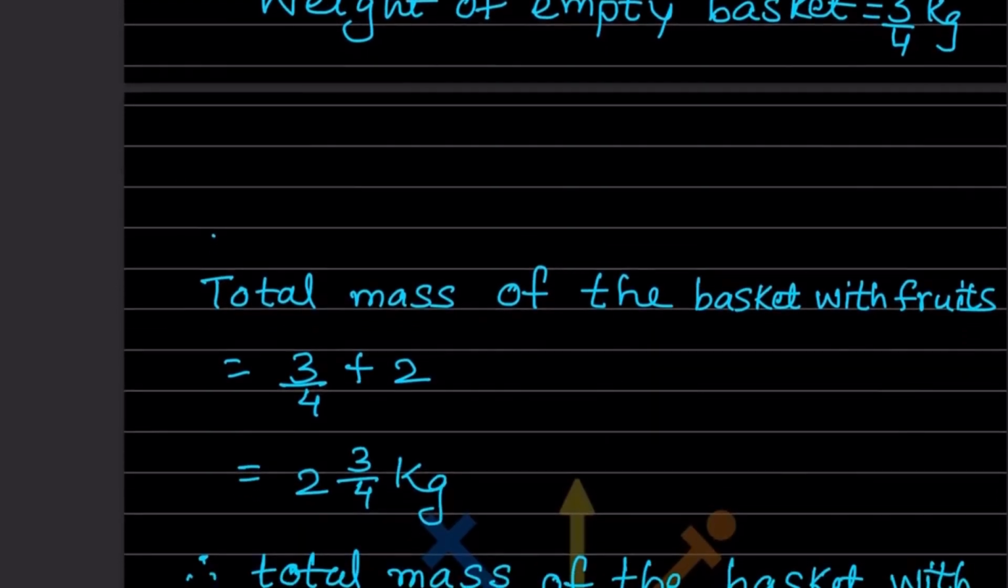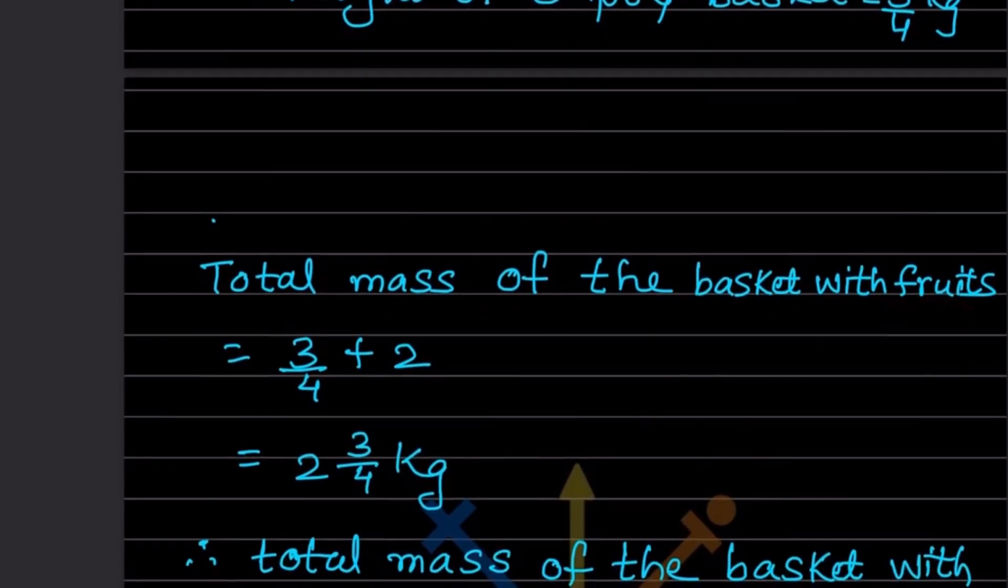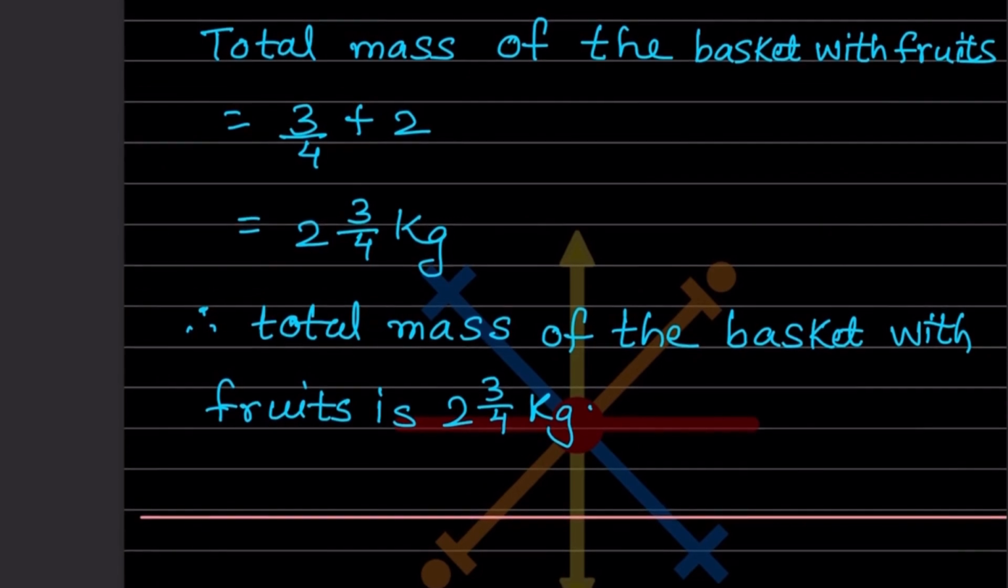Now so total mass of the basket with fruits will be, what are you going to do? You are going to add the empty basket with the total weight of the fruits. So now look at here. This is the whole number and this is the fraction. So we can write here 2 integers 3 by 4 kilogram. Now here we have to write the final answer, whatever you got here, in the form of a statement, that is, the total mass of the basket with fruits is 2 integers 3 by 4 kilogram.